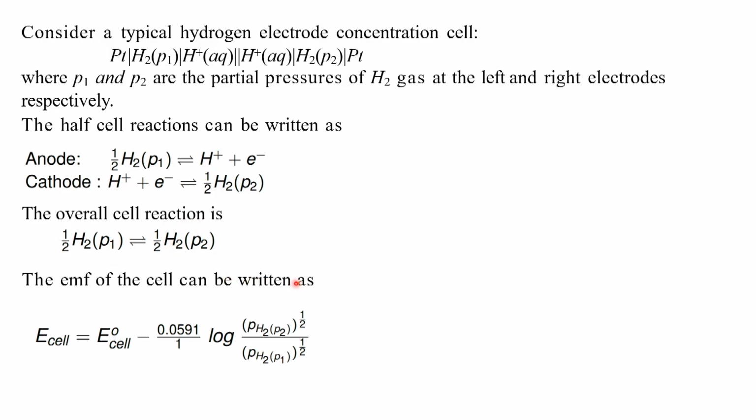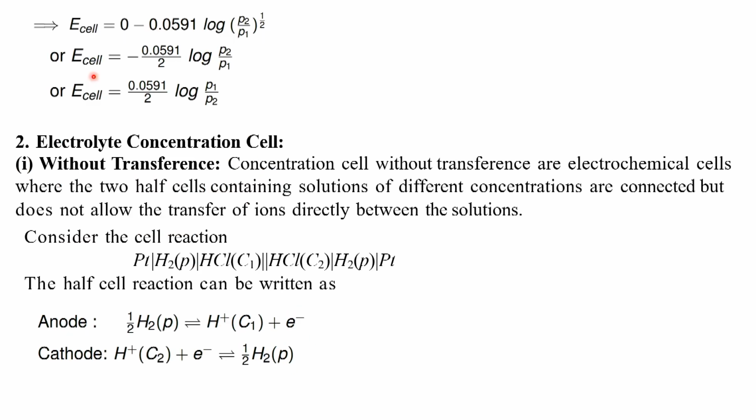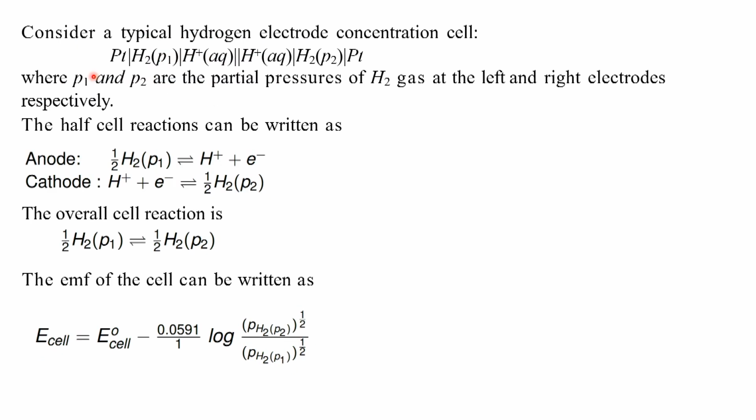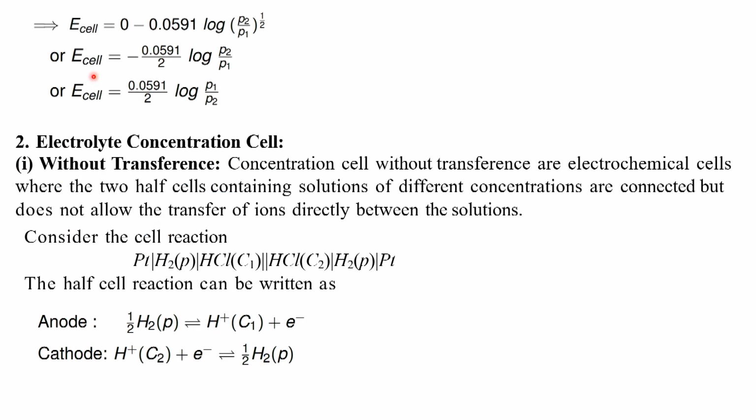So the EMF of the cell can be written as E cell equals E naught cell minus 0.059 by 1 log of partial pressure of H2 at pressure P2 raised to the half, by partial pressure of H2 at pressure P1 raised to the half. As just discussed, E naught cell is 0 because we have platinum in both cases. So we get 0.059 log P2 by P1 raised to the half, and then we get the value of E cell: E cell is 0.059 by 2 log P1 by P2.